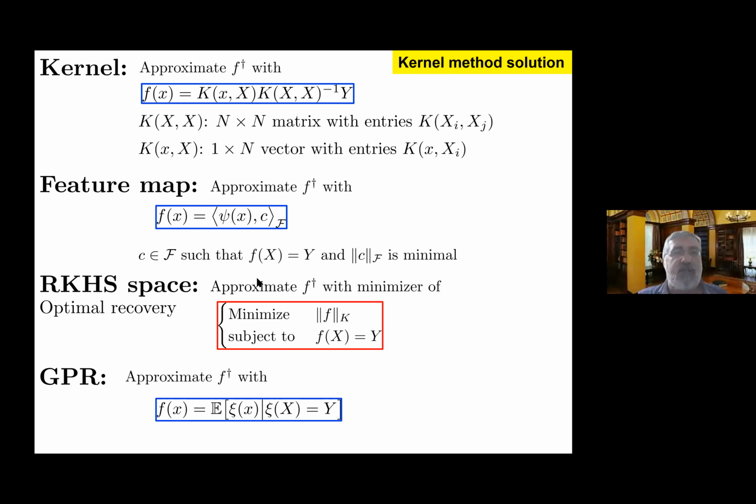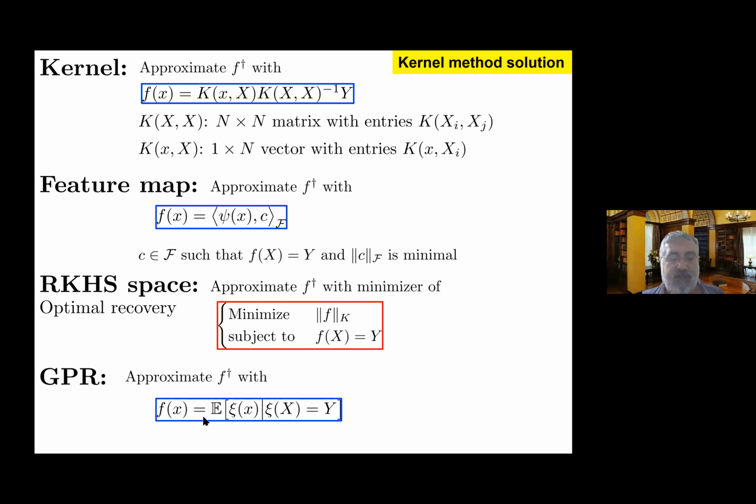The third one is to approximate the target function with the minimizer of the following problem, in which the norm to be minimized is the RKHS norm defined by the kernel K. Recall that since these methods are equivalent, this norm is also defining the kernel K. This approach is also known as optimal recovery in numerical approximation, and it can be traced back to the work of Micchelli and Rivlin.